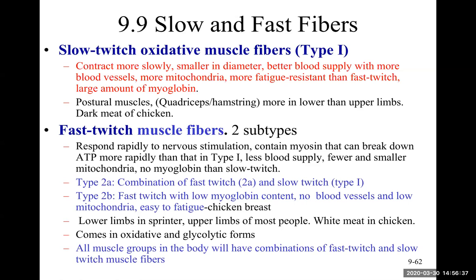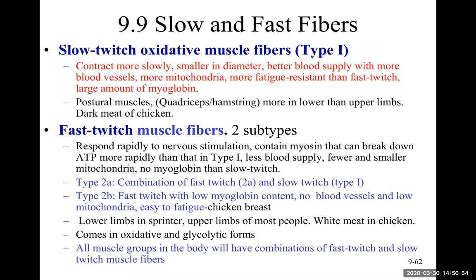Unlike slow twitch up here, if you look at a chicken thigh, you'll notice that not only is it darker, but it has a lot of blood vessels. I know, it's kind of gross. But next time you look at it, all the stringy things that we see on a drumstick or thigh, those are blood vessels.